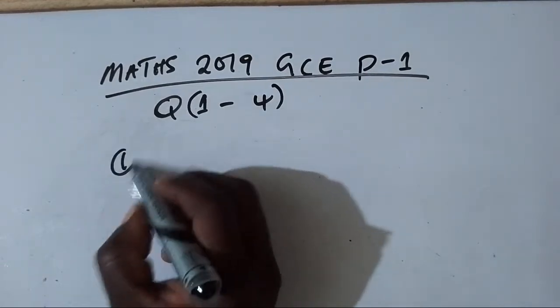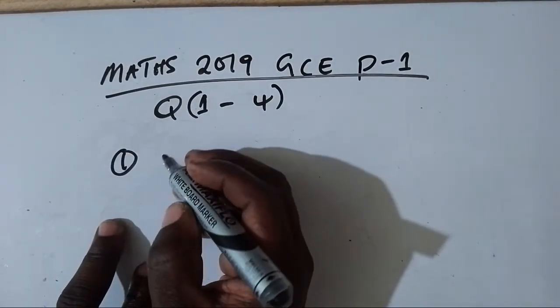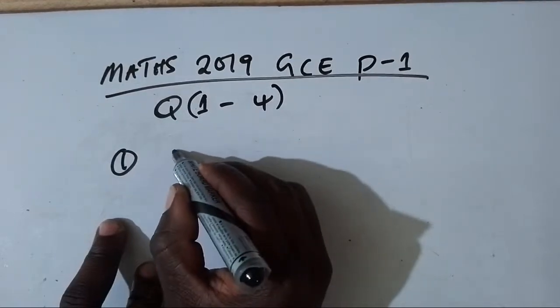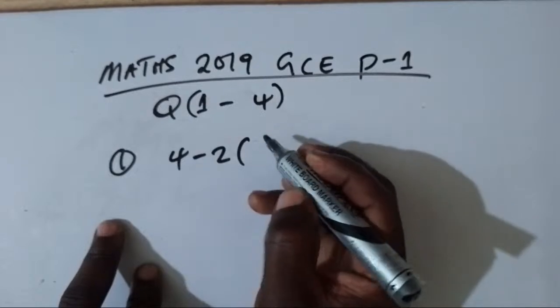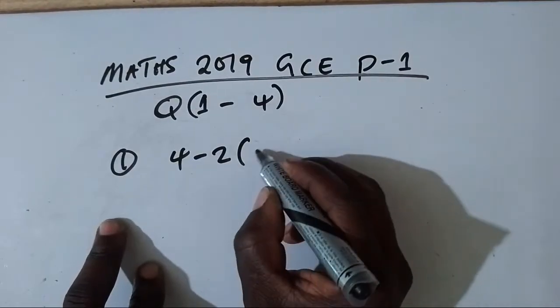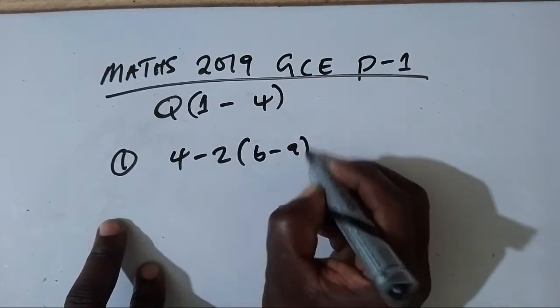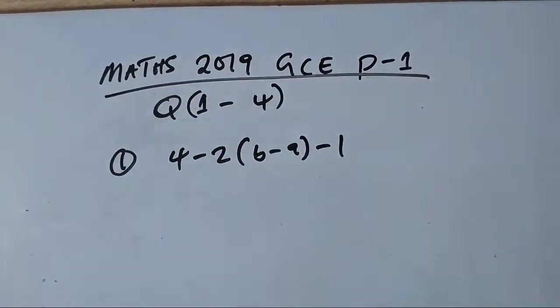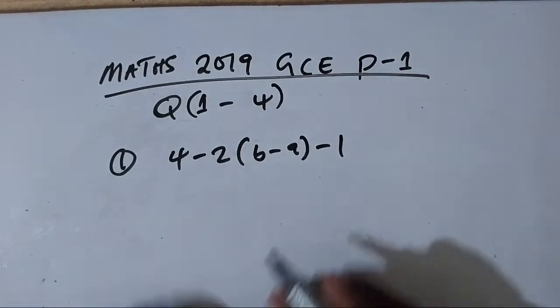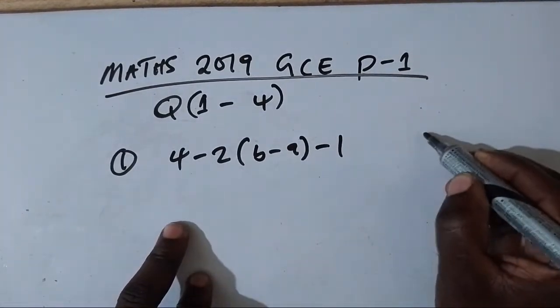Question 1, it was like simplify. So we have to simplify this one: 4 minus 2, open bracket, then b minus a, then minus 1. The question said we have to simplify this. So for solution, it goes like this one.